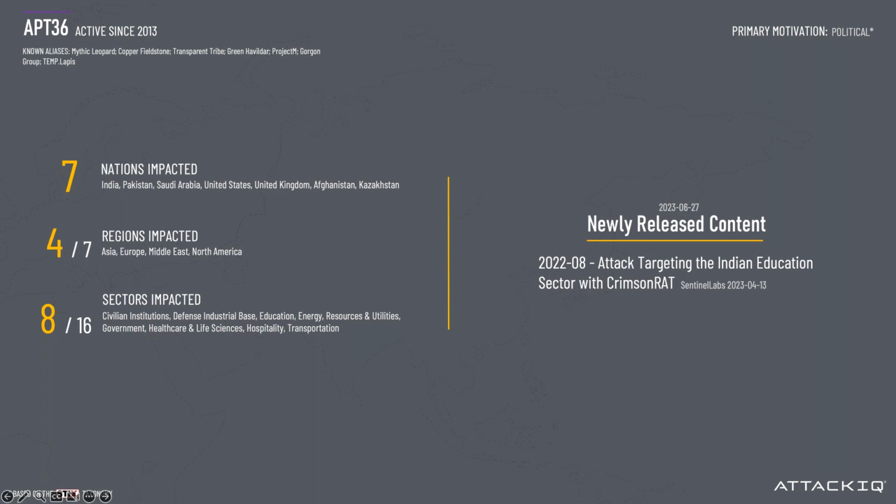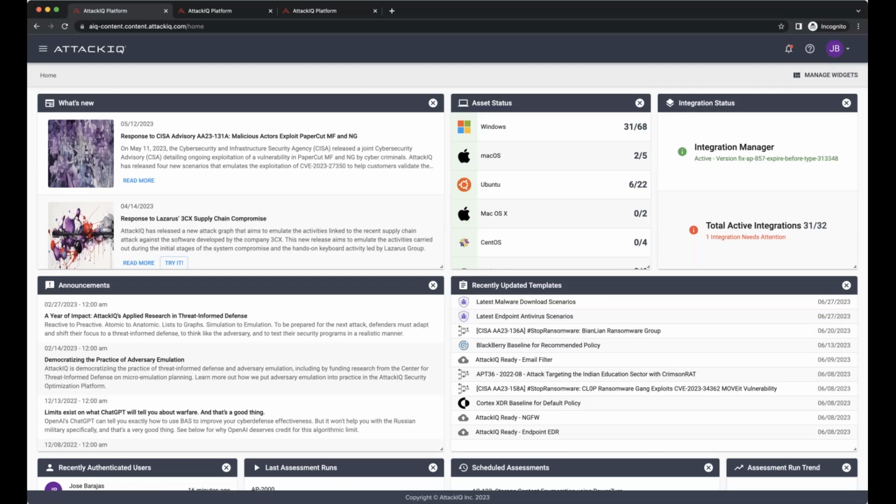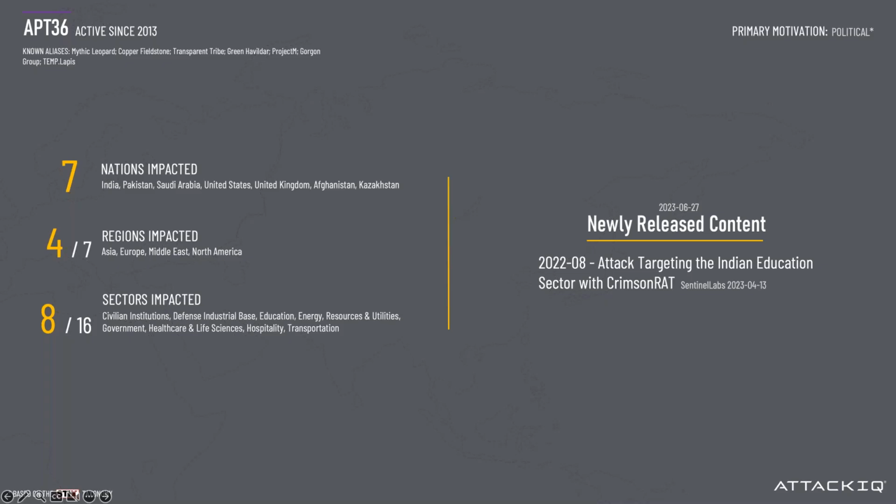During the attack that is emulated in this assessment template, the newly released content, APT-36 used a series of malicious Office documents associated with the remote access Trojan, also known as Crimson Rat, which is closely linked to the adversary. In this case, APT-36 concentrated its effort against multiple educational institutions and students located in the Indian subcontinent. The ultimate goal of this activity was to exfiltrate sensitive information collected from the compromised environment.